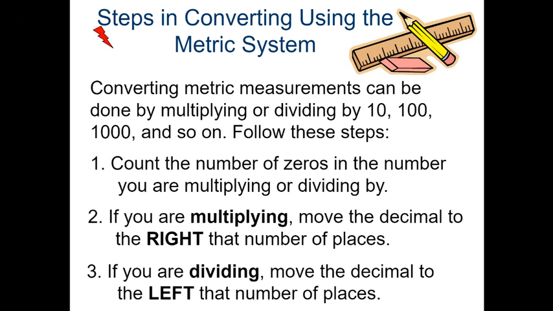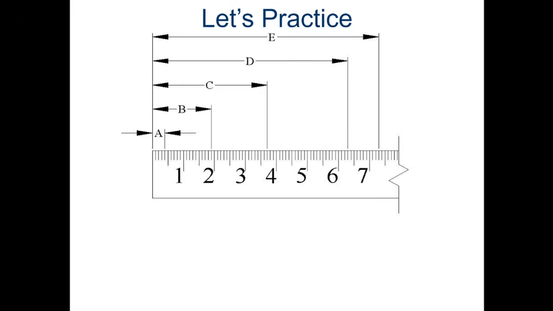So how does this work? Well, let's practice. We're looking at this chart. This is a standard metric ruler, and you can see that we're going up to 7 centimeters. The first one is going to be A. So what is the distance from the end of the ruler to A? Go ahead and write it down in your notebook if you have a chance.